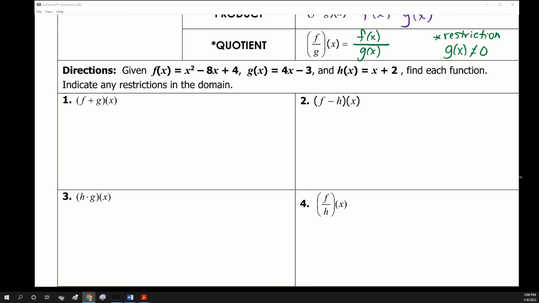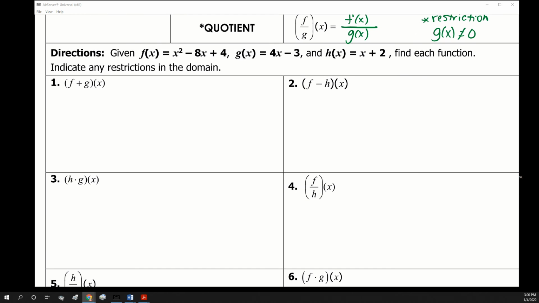Okay, so here we go. So we have three functions, f, g, and h. And so on this first one, I want us to do f plus g. So we're going to add f and g. So f is x squared minus 8x plus 4. I just copied it from right there, so that's what f is. And to that, I'm going to add g. g is 4x minus 3.